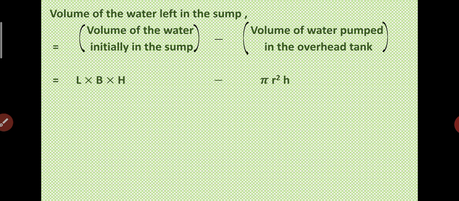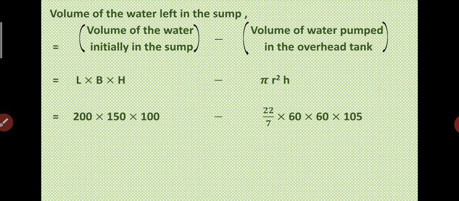Volume of the water initially in the sump. It is in the cuboidal shape. So what is the formula to find out the volume of the cuboid? L into B into H. Then volume of the water pumped into the overhead tank. How to find out the volume of the cylindrical tank? Using the cylinder formula. What is the formula to find out the volume of the cylinder? Pi r square h. So write the formula. Now you substitute the values.